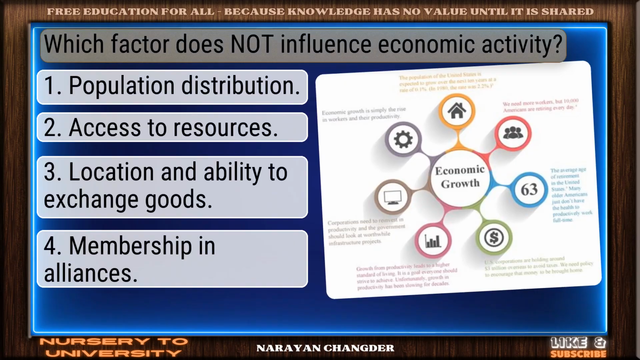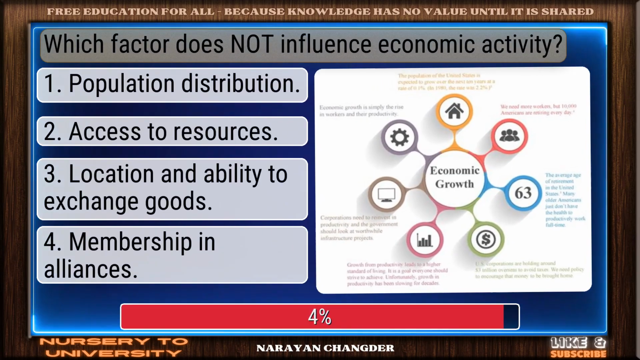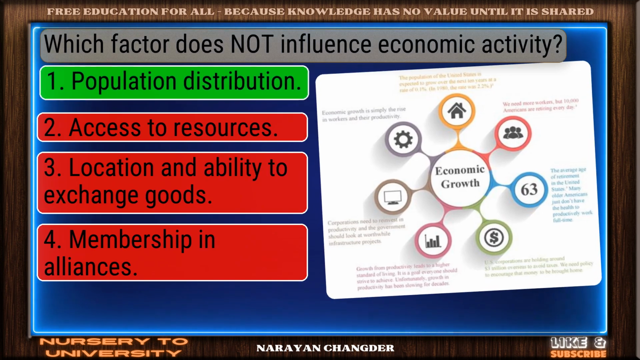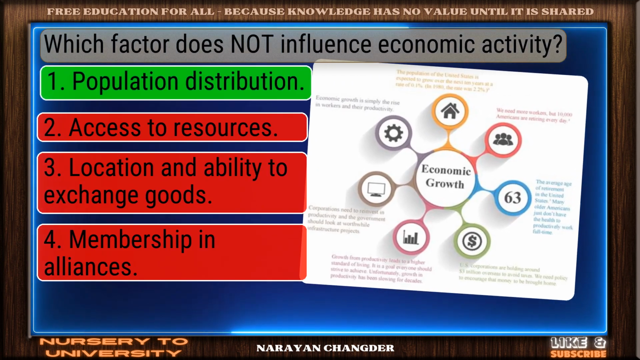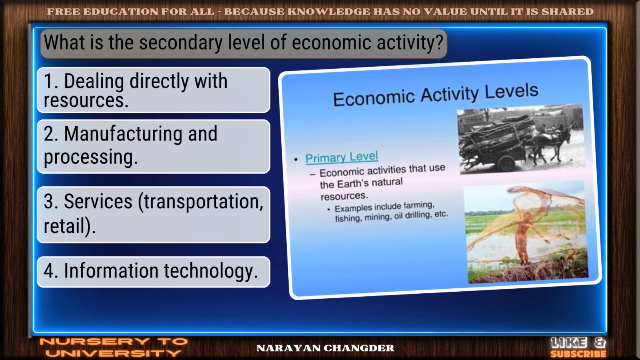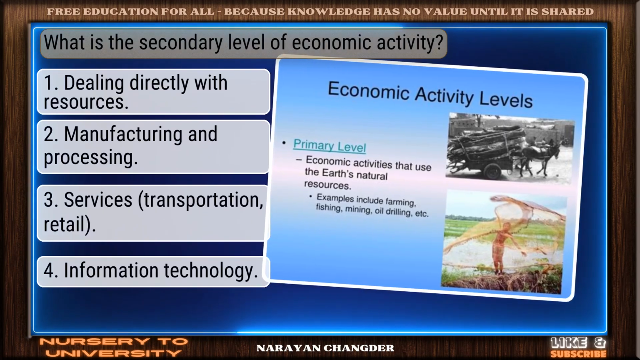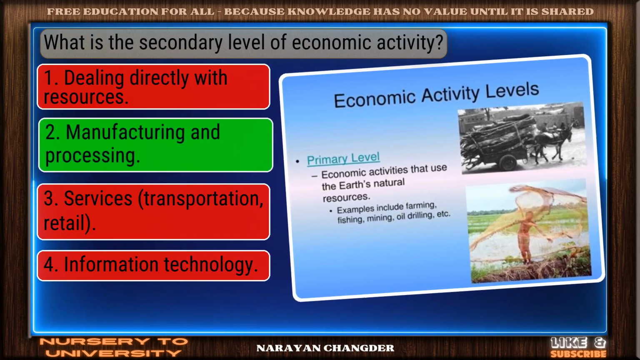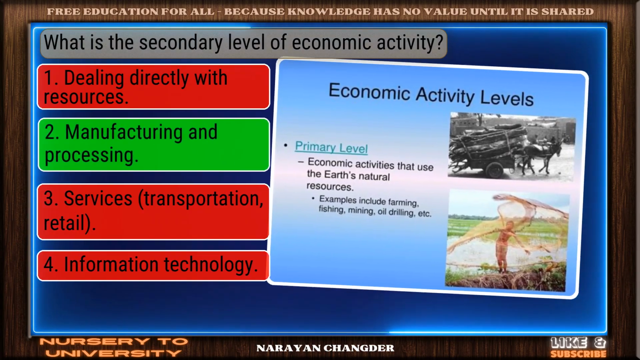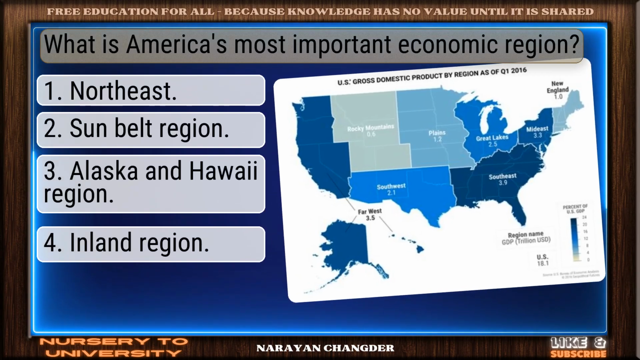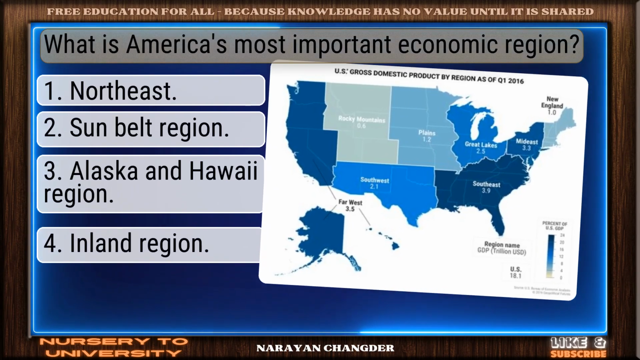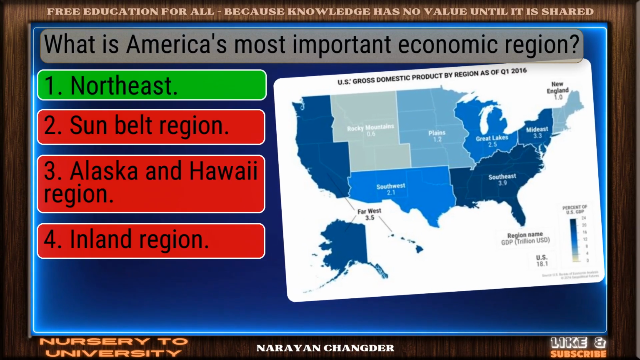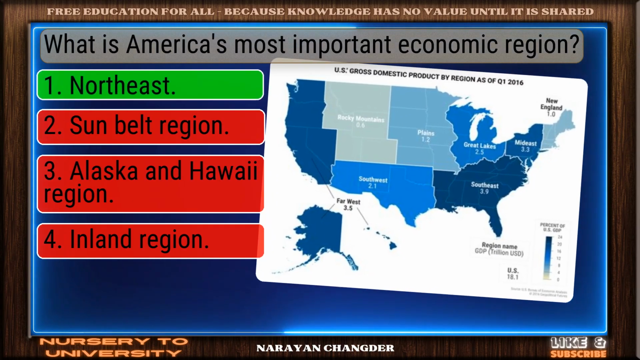Which factor does not influence economic activity? Great thinking. Population distribution is the right choice. What is the secondary level of economic activity? Bravo, manufacturing and processing is the answer. What is America's most important economic region? Well done. Northeast is the right choice.